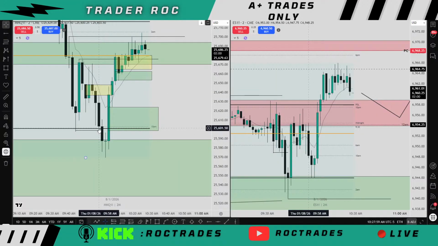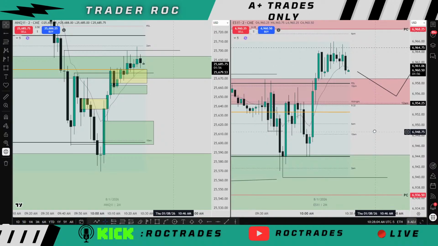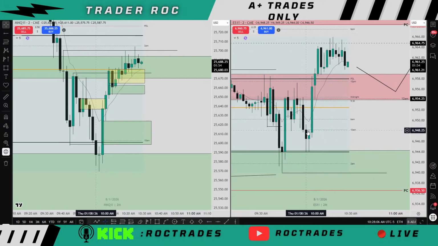10 a.m. opens, pushes into here, immediately flips. That's a really good sign. When 10 a.m. interacts with the higher time frame level and decides to immediately go the opposite way, that's a good look.